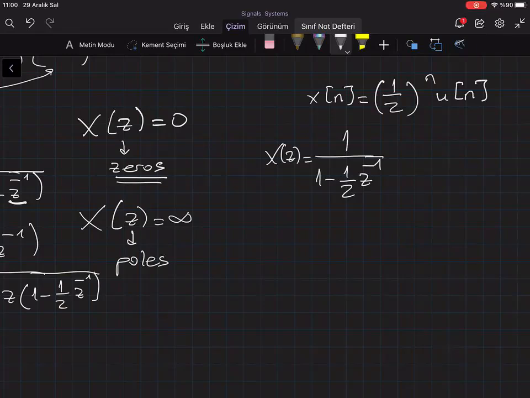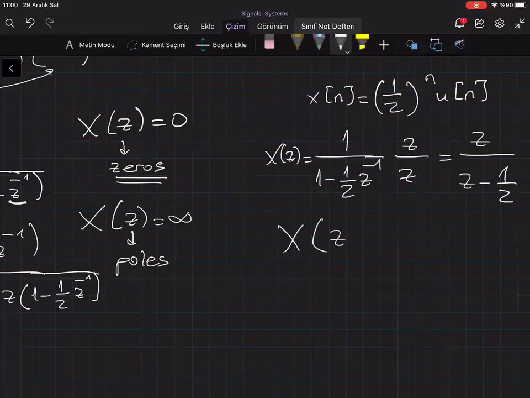Okay, so how do I find the pole and zero? Multiply by z, right? Why? Because I have 1 z to the power minus 1. Multiply both sides by z, and I'm going to have z over z minus 1 over 2. Which z value makes this x of z equal to 0? z equals 0, right? Then the output will be 0. So this is my 0.